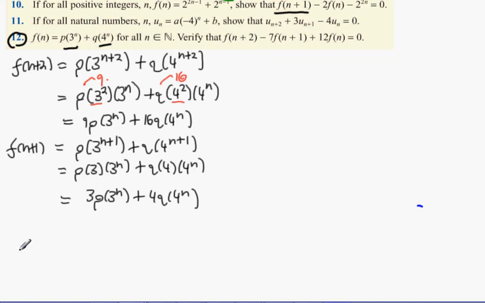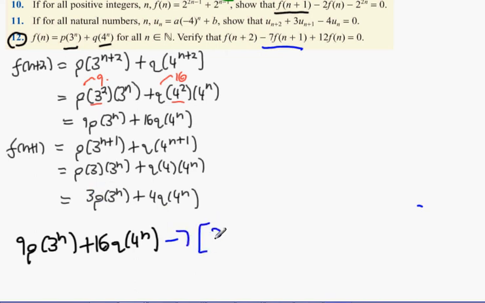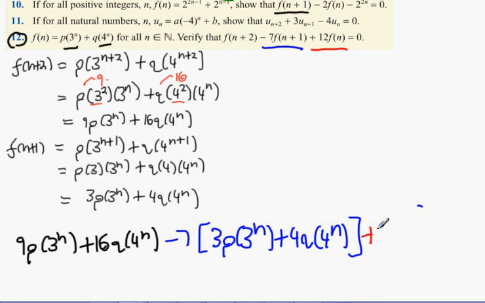Okay, next thing. I'm going to read off my question. f of n plus 2, 9p 3 to the n plus 16q 4 to the n, minus 7 times f of n plus 1. So I'm going to do minus 7 times 3p 3 to the n plus 4q 4 to the n. I can multiply it straight away if I wanted to save time, but I won't. That's in the blue region. And then finally we have the red region, which is plus 12 times our original function, which is p 3 to the n plus q 4 to the n.